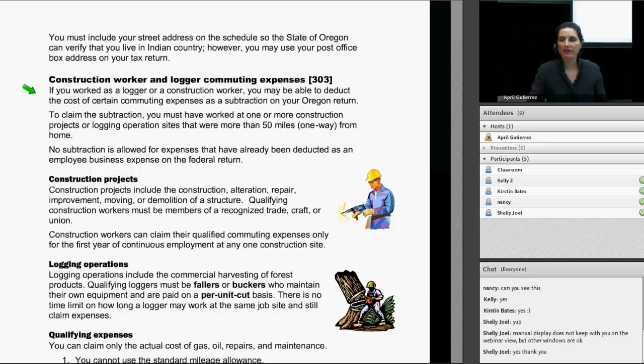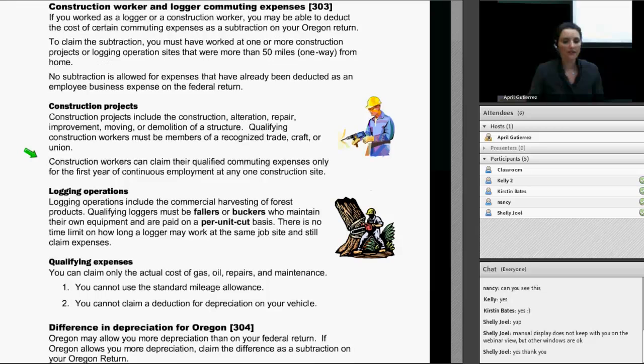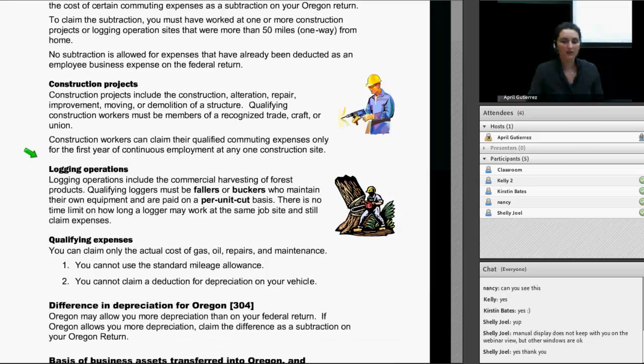Construction worker and logger commuting expenses, code 303. If you worked as a logger or a construction worker, you may be able to deduct the cost of certain commuting expenses as a subtraction on your Oregon return. To claim the subtraction, you must have worked at one or more construction projects or logging operation sites that were more than 50 miles one way from home. No subtraction is allowed for expenses that have already been deducted as an employee business expense on the federal return. So let's look at what a qualifying construction project is and what a qualifying logging operation is.